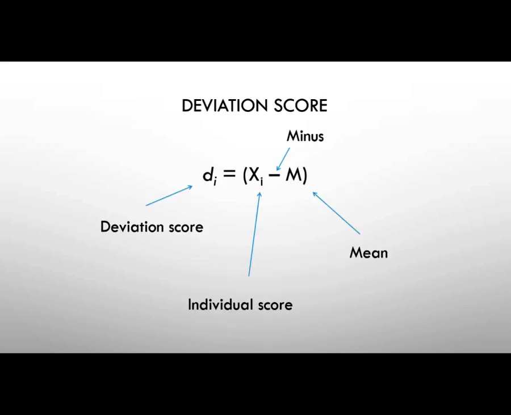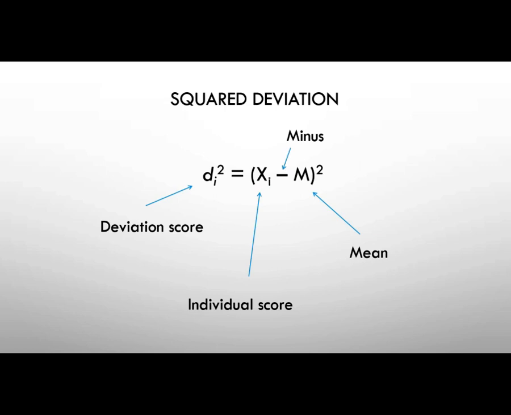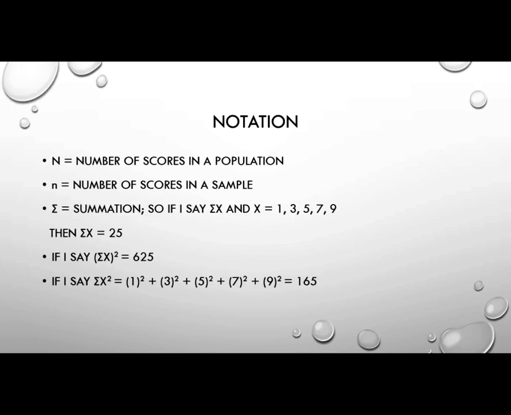So, a deviation score is what we just found. It's the individual score minus the mean. Okay, that's a deviation score. If I square the deviation score, then when I add them up, I'm not going to get 0. And that's important because that has to do with how we find the variance and the standard deviation. So just remember that.